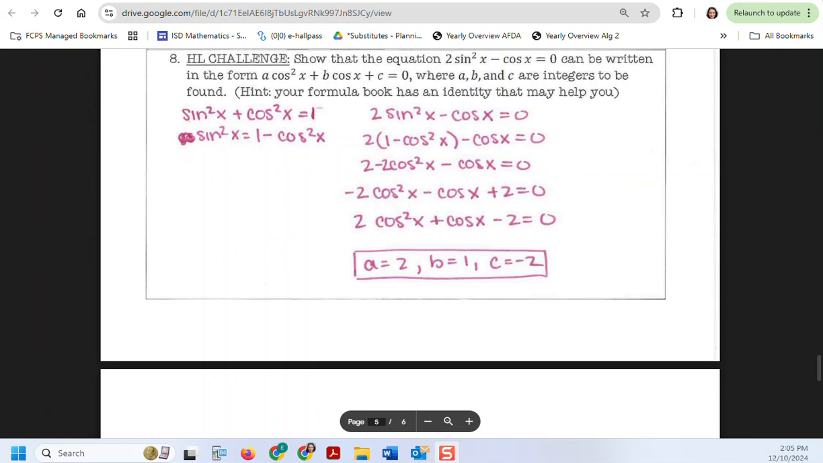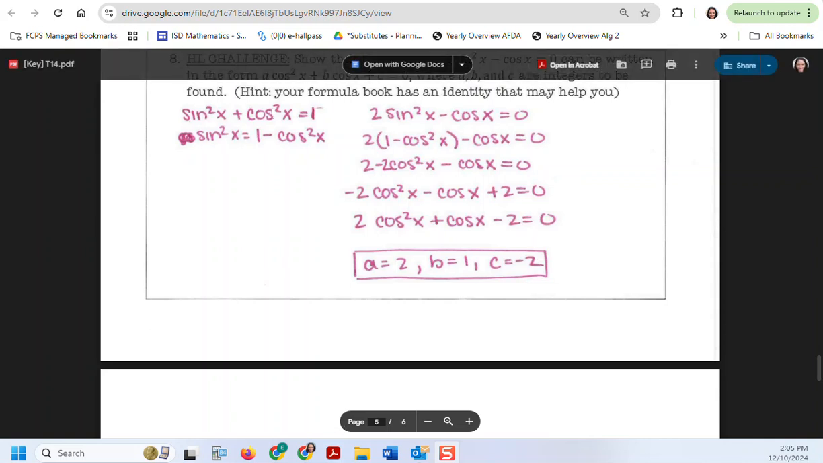Later in your math career, you may be asked to memorize a few identities, including this one, but not yet, okay? But this identity is useful in solving this problem because it's hard to solve an equation when you have two different trig functions in it, if you have sine and cosine in it. So in this case, since sine squared plus cos squared equals 1, we solve that for sine squared, and it's 1 minus cos squared. And then we substitute that into the one you were given and distribute.